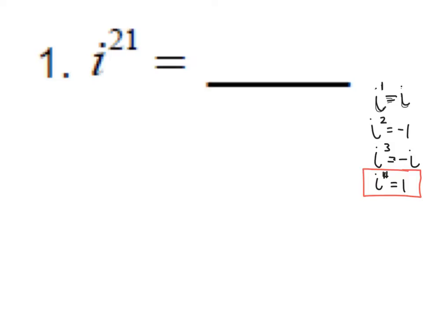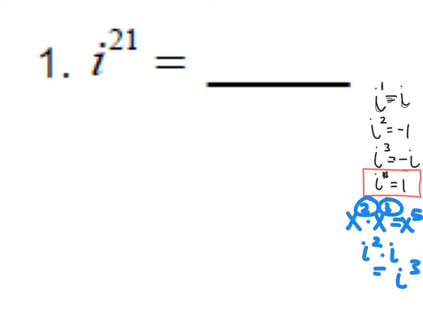Remember, this is another side note, when we learned about exponents back in the day, we know x squared times x cubed is x to the 5th, and that's because we have to add our exponents. Same thing with i. So i to the 2nd times i would be i to the 3rd. So what we're going to do is take whatever number they give us, like this 21, and split it up into as many i to the fourths as we can.